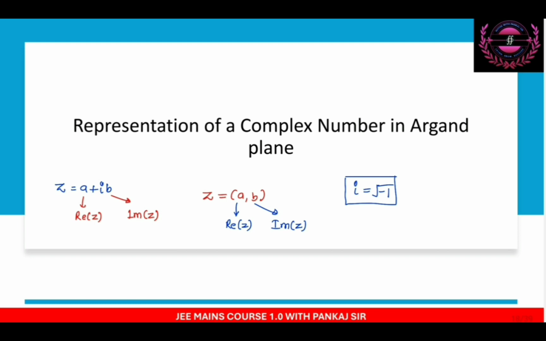So the plane on which a complex number is represented is known as the Argand plane. Fine. So a plane on which a complex number is represented is known as the Argand plane. This you need to remember. So the next question that comes to your mind is, what is an Argand plane? So now let us understand what an Argand plane is.